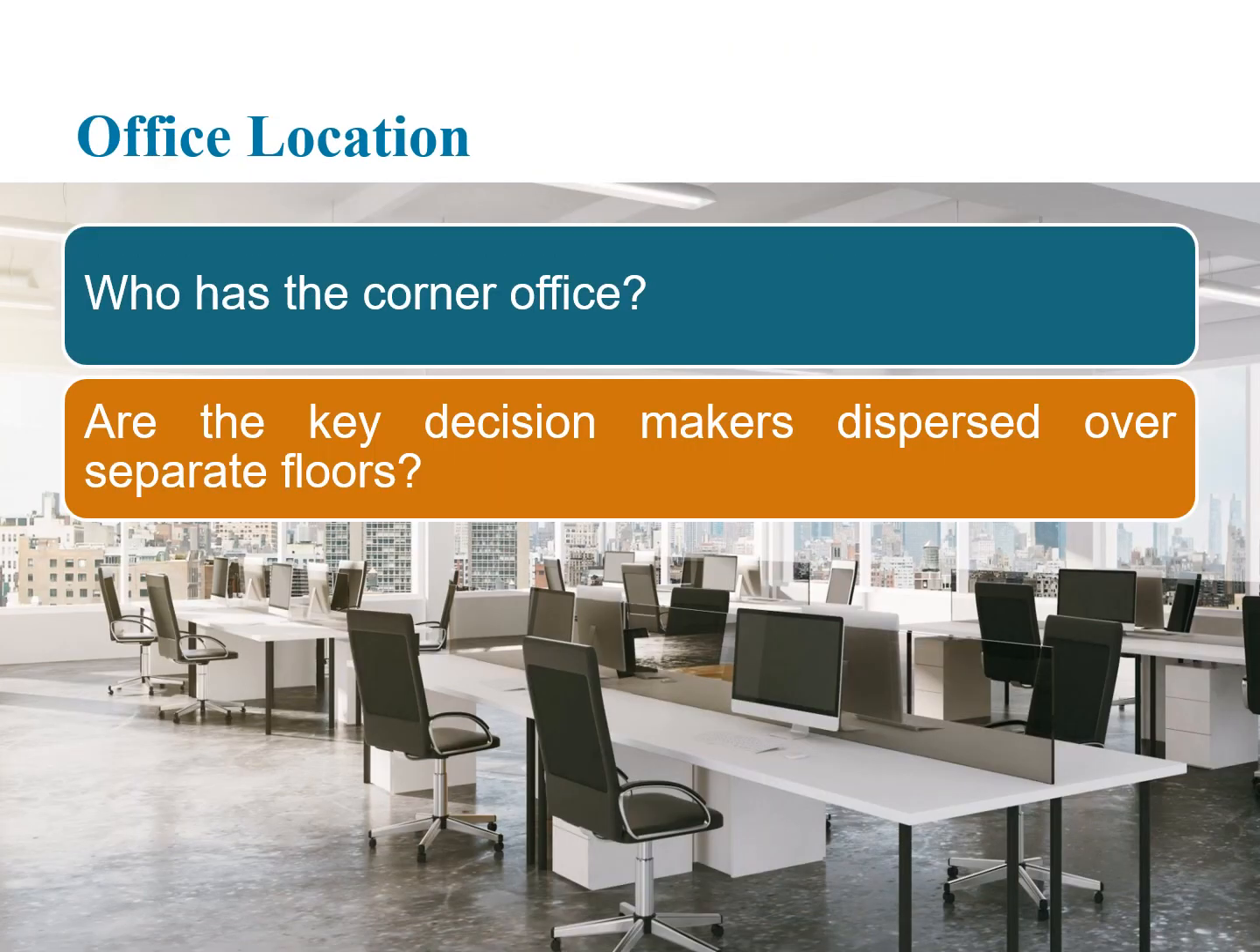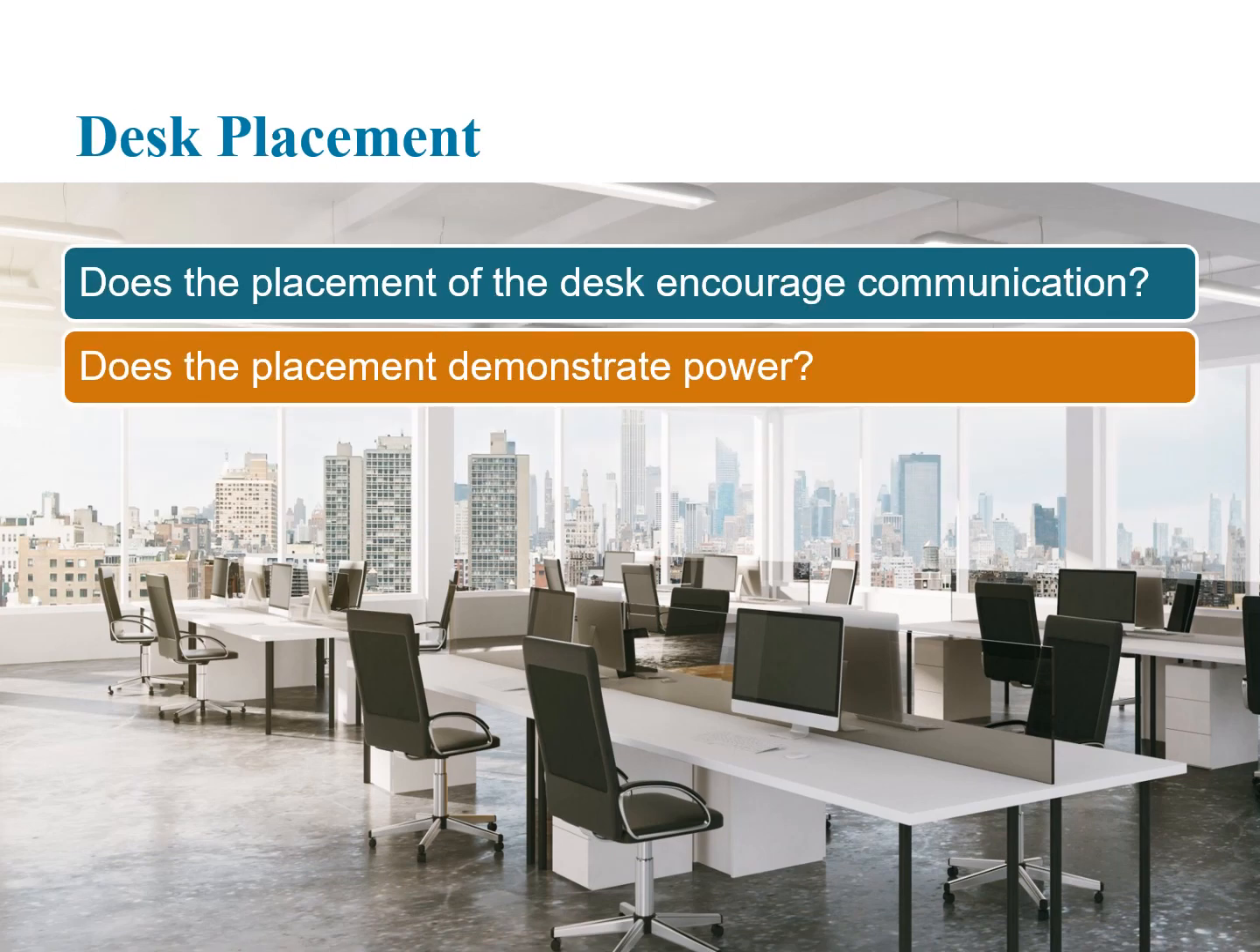For office location, the question is who has the corner office, and are the key decision makers dispersed over several floors, or just within the decision makers' area. The desk placement and design of layout also bring some indicators about the beliefs and values, or the organizational culture, of the organization. If it is an open area like what we have in this picture, it shows that the organization is very concerned about communication within the community. And you can also see there is no clear difference between all staff, so it doesn't demonstrate the power of, let's say, the managers and so on.